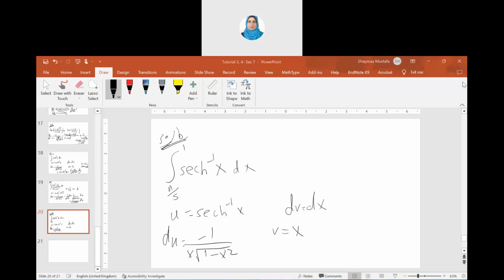29a is already solved. 29 is only two questions, 29 only a and b. So 29a is solved, 29b is solved, both. Okay, now from 30 to 50. From 30 to 50, right here from 30 to 50. Okay, 31, 30.